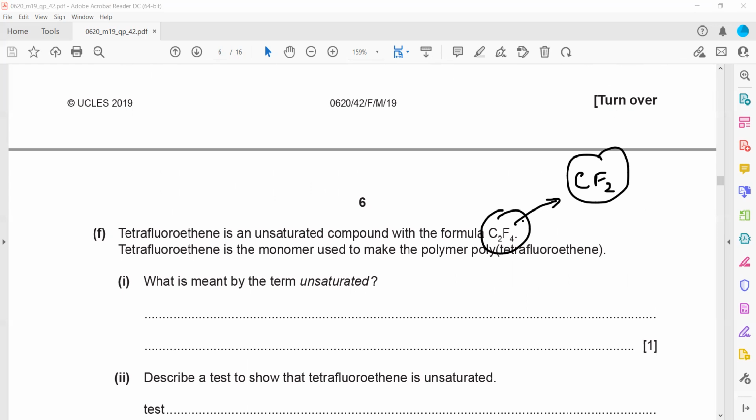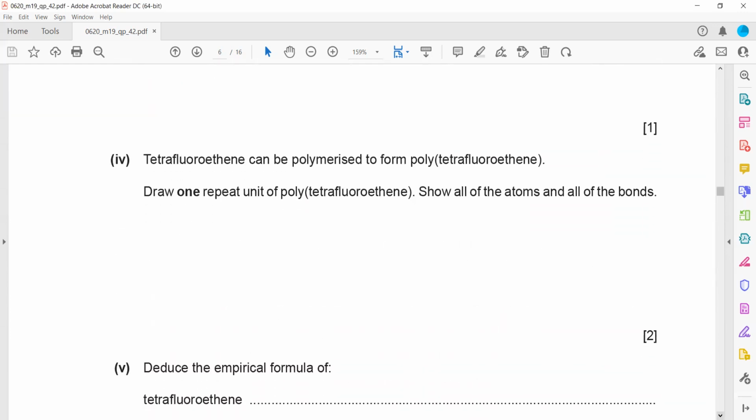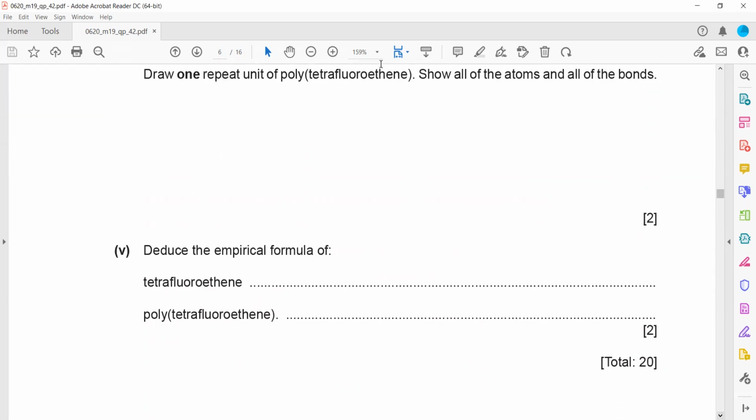The empirical formula of the monomer is the same as the empirical formula of the addition polymer. So if the monomer empirical formula is CF2, the empirical formula of the product will also be CF2. So this will be CF2. This is also CF2.